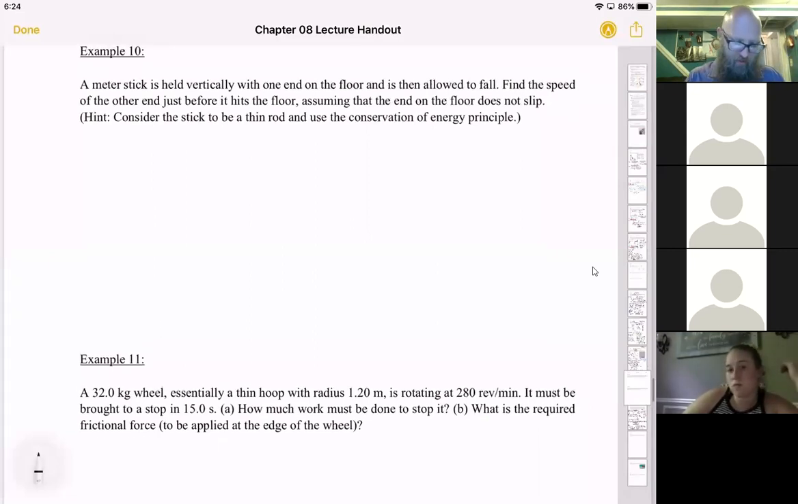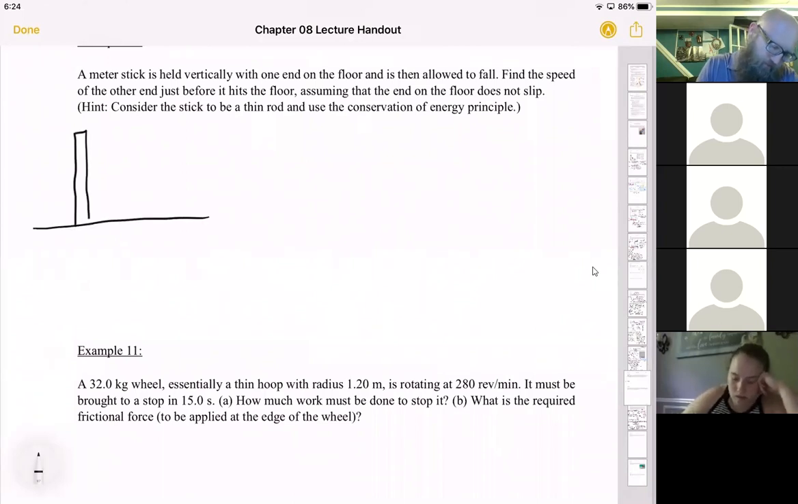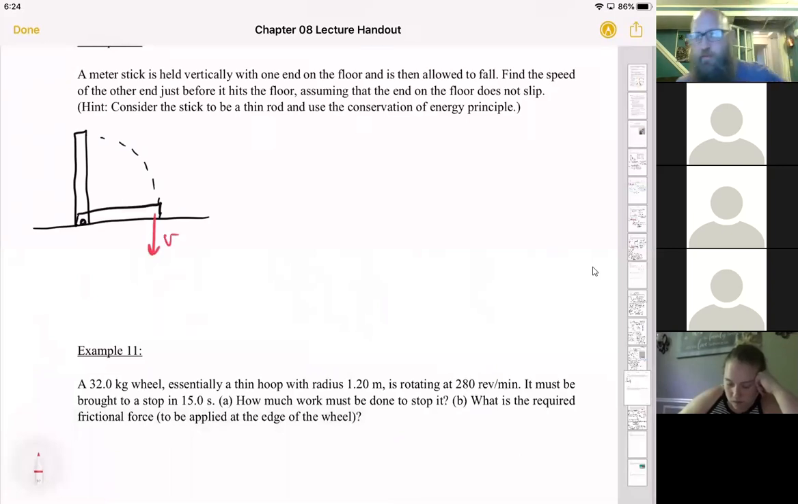Let's look at example number 10. Example number 10 says, let's say you hold a meter stick this way and you let it fall to the floor, in a way that it rotates around this end. So you set it up and then give it a little bit of a tip and then it falls. It's going to fall and hit the ground here. The question is, how fast is the end of the meter stick going when it hits the ground?